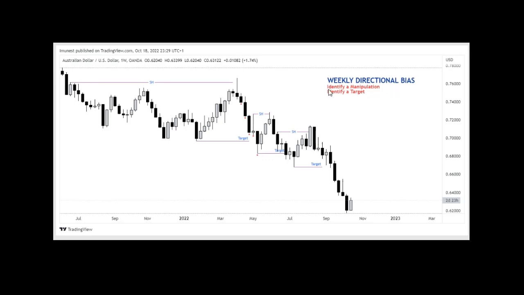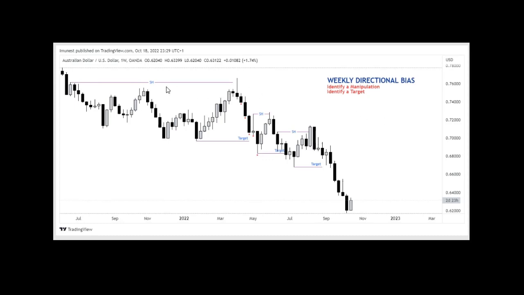The first thing we need to do is to identify a manipulation. Secondly, we identify a target. In the case of a downtrend, the manipulation is going to be sweeping the buy side liquidity, while the target is going to be the sell side liquidity, which is going to be the weak low, as in this case.